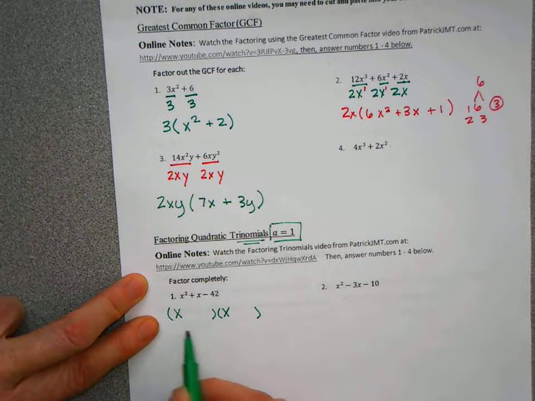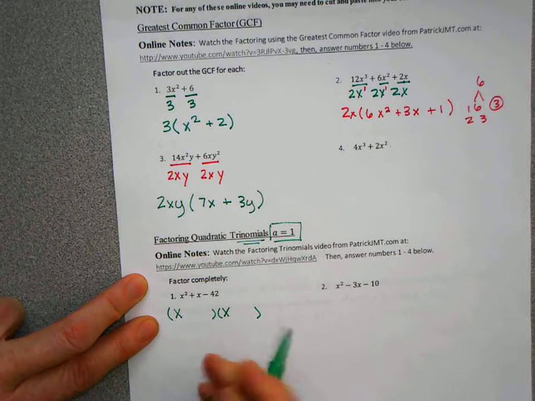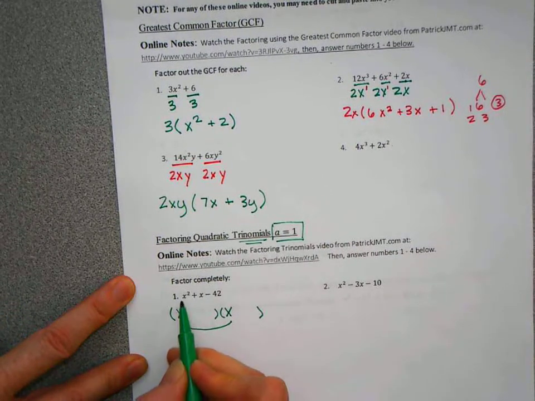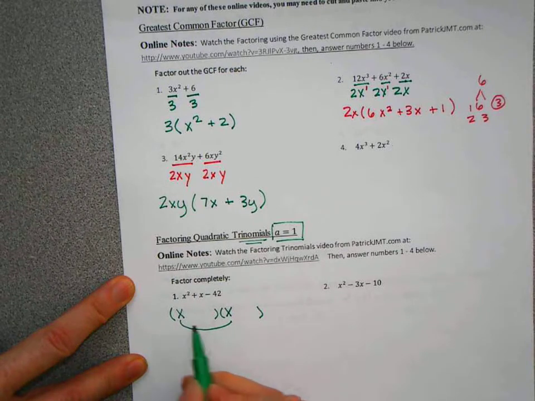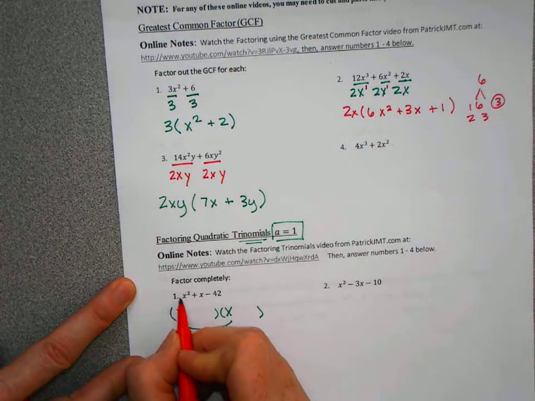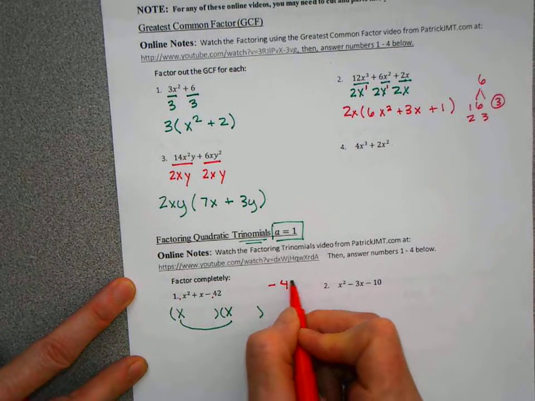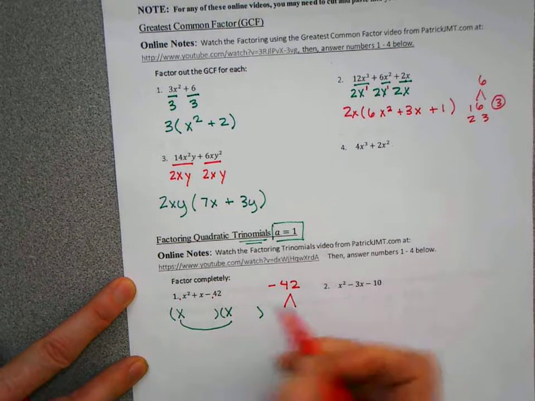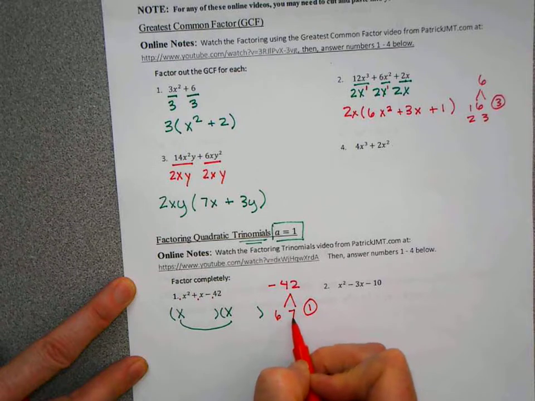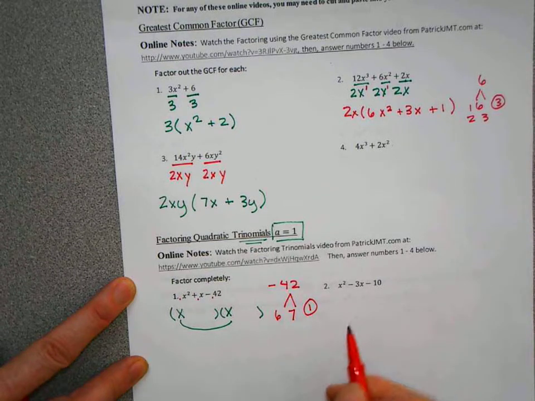How do we know this? Because when we FOIL them back together, right now we're trying to break them apart, but when we FOIL them back together, x times x will be x squared. So we can be sure that that's what the first term is. For the other 2 terms, we ask what multiplies to a times c, what multiplies to negative 42 but adds to b, which is 1. Well, I know that 6 times 7 multiply to 42, but I want it to multiply to negative, and I want it to add to 1.